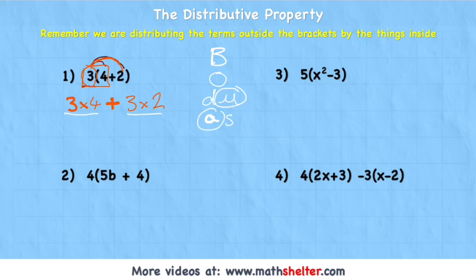So 3 times 4 is 12, and 3 times 2 is 6. And I'm adding them together, so then 12 add 6 is 18. So my answer for this first example is 18. Nice, let's move on to a second one, slightly harder.